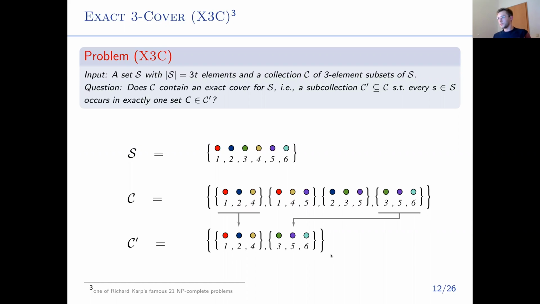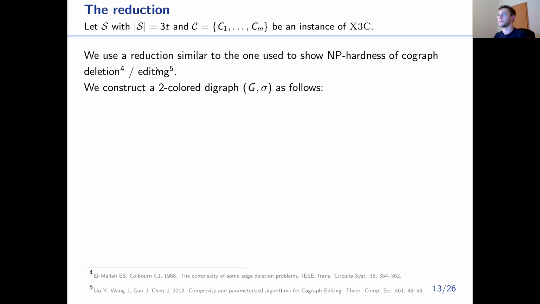Yeah, and in order to use this to show that 2BMG editing is NP-hard as well, we would now have to take an arbitrary instance of exact three cover and construct an instance of 2BMG editing and show that this instance has a solution if and only if the original instance has a solution. And this is exactly what I'm going to do. So I will use a reduction that is very similar to the one that was used to show that cograph editing is NP-hard. And I will proceed as follows.